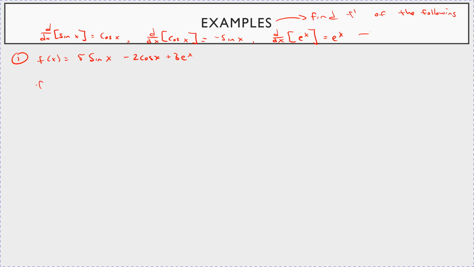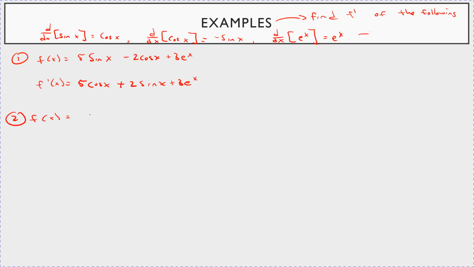Well, look, f prime of x. Constant, just leave the constant there, so that's 5. The derivative of sine, boom, is cosine of x. Minus 2. Well, what is the derivative of cosine? It's minus sine, so this becomes plus sine of x. And then plus 3, and the derivative of e to the x is just e to the x. We got it. Let's try this one.